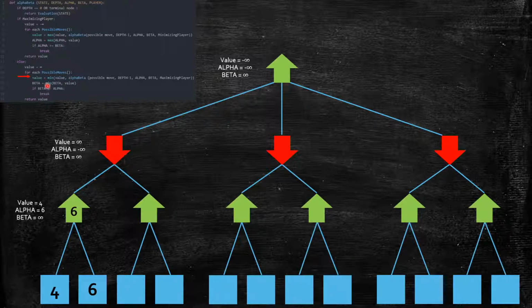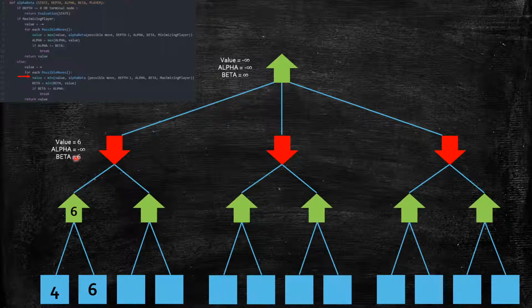Remember here, this is the minimizing player, so the code would be at this point right now. Value is the minimum of value and whatever gets returned. So 6 is less than value, so value becomes 6. Beta is then set to the minimum of infinity and 6, which is going to be 6.